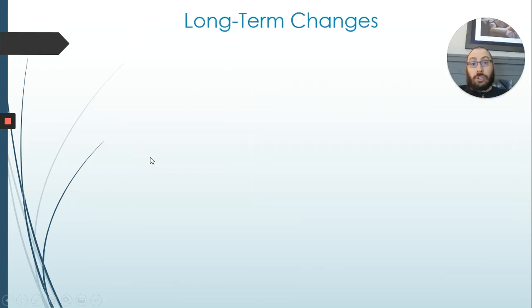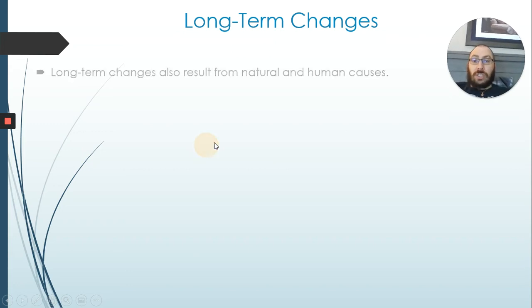That leads to long-term changes. Long-term changes, obviously, are changes that occur over a long period of time. Okay, they result from natural and human causes, and it's called long-term changes. They're probably not going to go back. Okay, it's probably not going to go back to the way it was before.